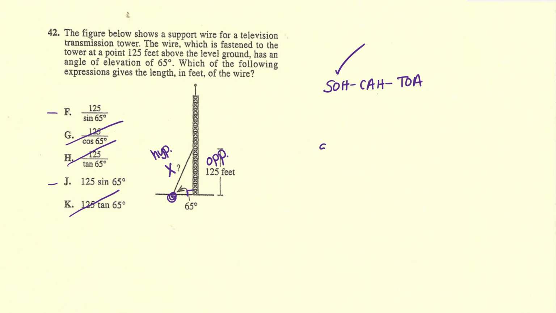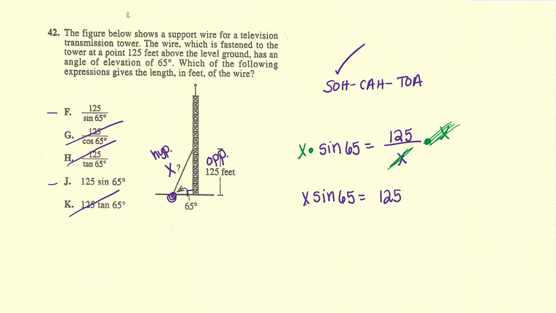Let's write out the relationship. The sine of 65 degrees is the opposite over the hypotenuse. Now, I want to solve that for x, but x is in the denominator. So let's clear out the fraction first. Let's multiply both sides by x. If that's a divide by x, we'll just multiply by x, and then they cancel. So over here, I have x sine 65 is equal to 125. Then if I want to solve for x, I simply need to divide by the sine of 65, which means my answer is F.